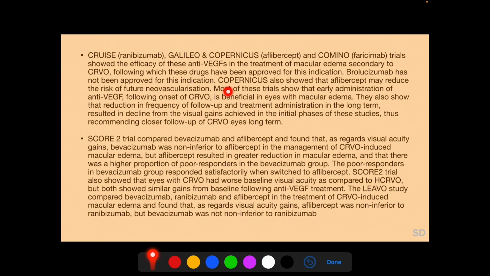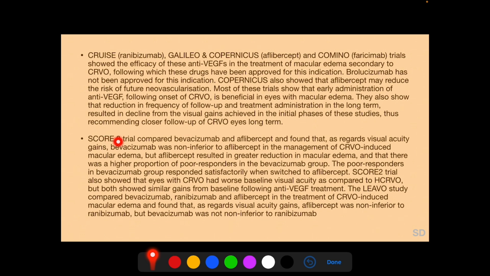Most of these trials show that early administration of anti-VEGF following onset of CRVO is beneficial in eyes with macular edema. They also show that reduction in frequency of follow-up and treatment administration in the long term resulted in decline from the visual gains achieved in the initial phases of the studies, thus recommending closer follow-up of CRVO eyes long term.